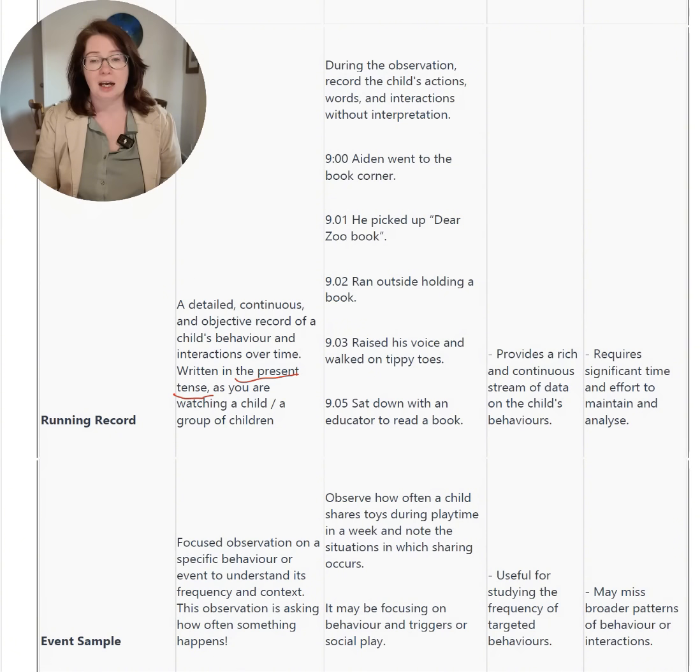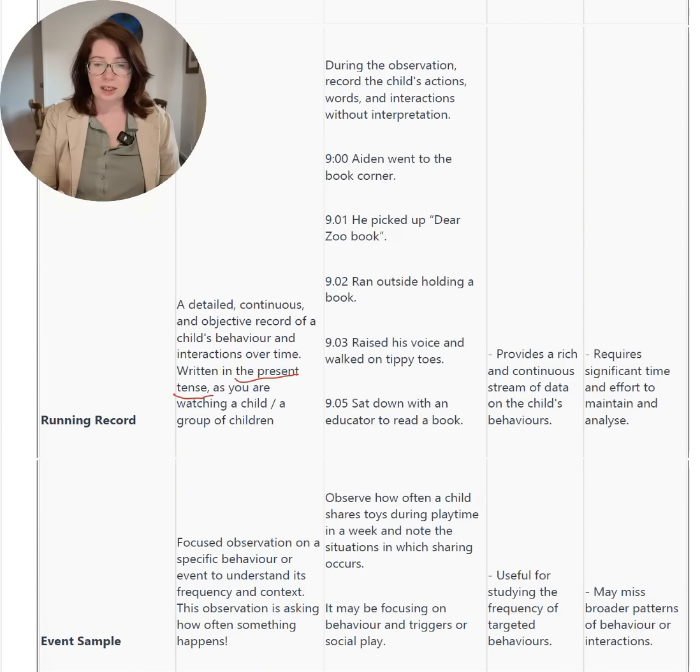During this observation, you are to capture as much detail as possible. For example, 9 o'clock, Aidan goes to the book corner. 9:01, he picks up a book. 9:02, runs outside holding a book. 9:03, raises his voice and walks on tippy toes. 9:05, sits down with an educator to read a book.